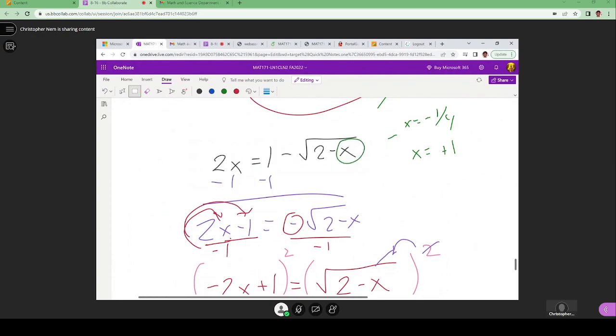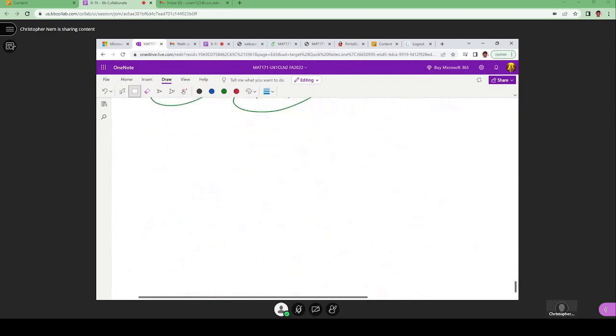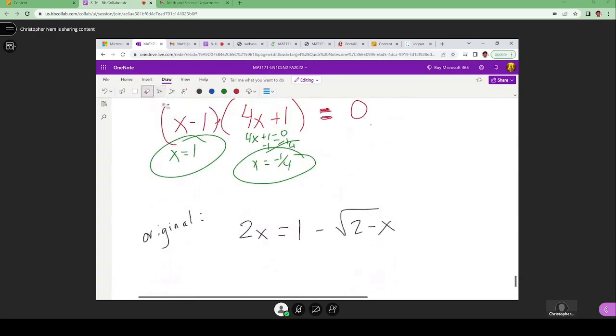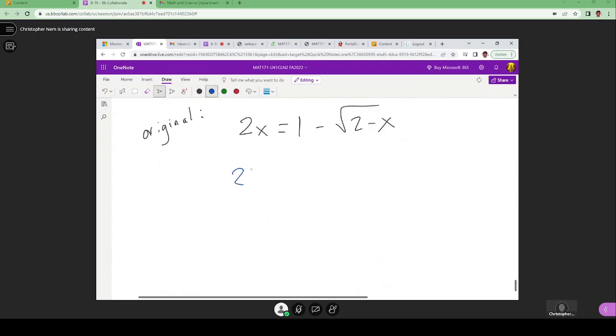Let's actually plug them into the original. So the original is 2x equals 1 minus the square root of 2 minus x. Let's check if these work or not, and which ones I have to cancel out. Let's plug in 1. 2 times 1 equals 1 minus the square root of 2 minus 1. All right, 2 is equal to 1 minus the square root of 2 minus 1.